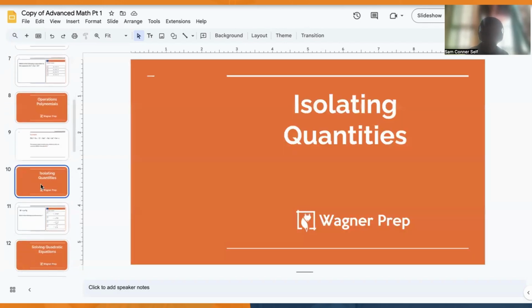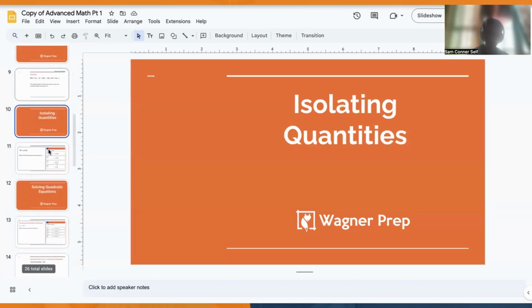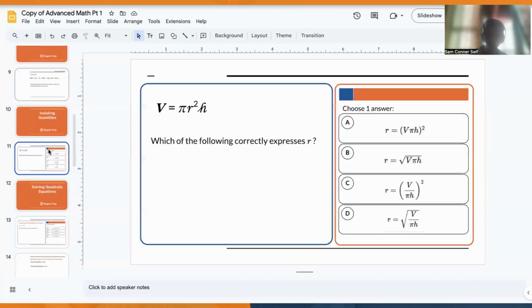All right. So moving on to some isolating quantities practice. Again, something else that you might need to know. So if they give us this equation, V equals pi r squared h, and then they ask which of the following correctly expresses r. So essentially what they're asking you to do is isolate r.